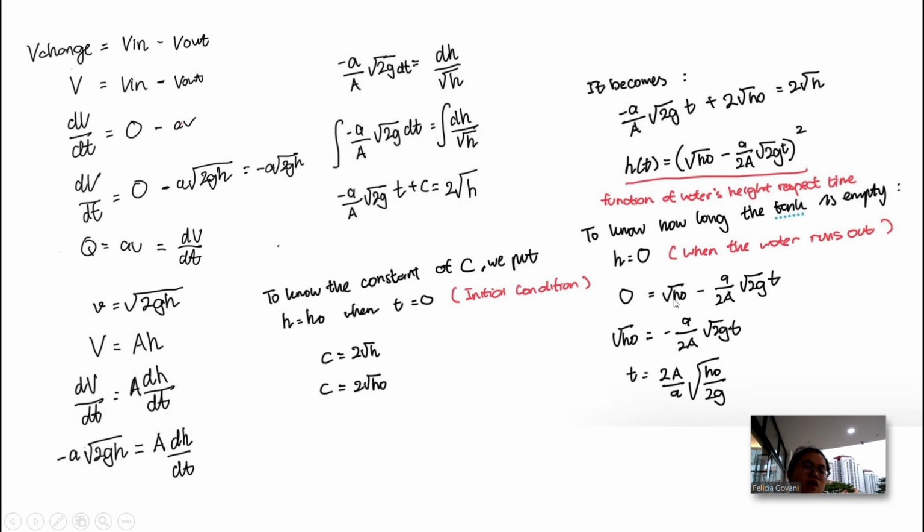After that, the root of H0 we put on the other side, and it becomes like this. After that, we erase it, so we already get the formula for the time when the tank is empty.